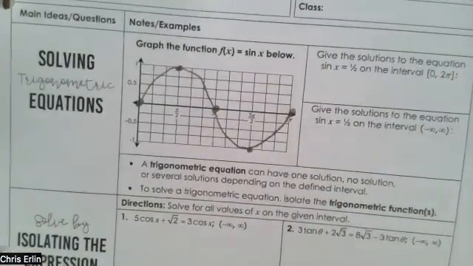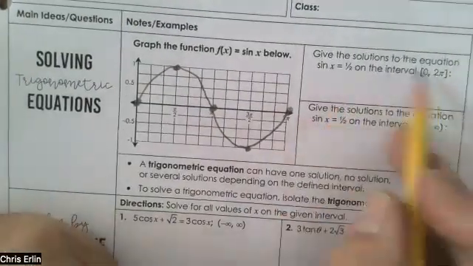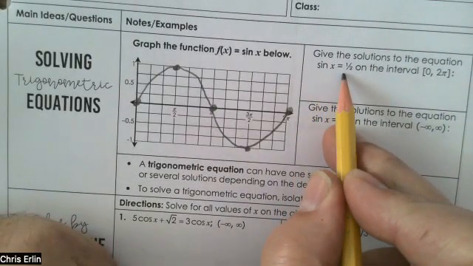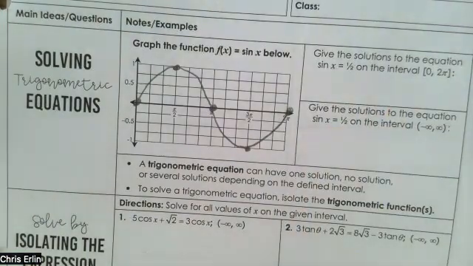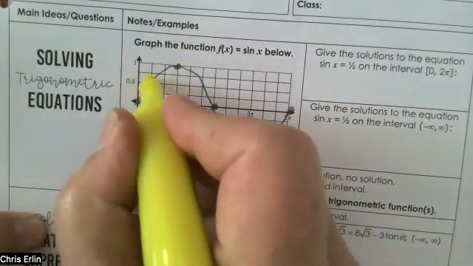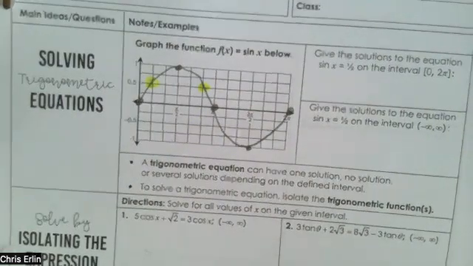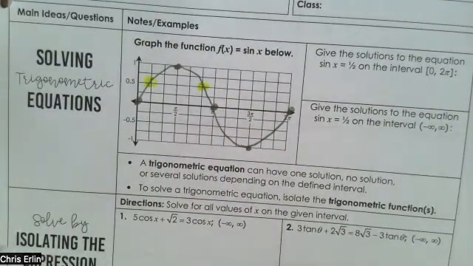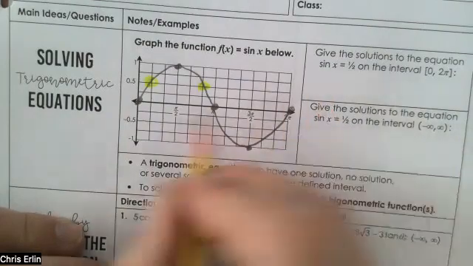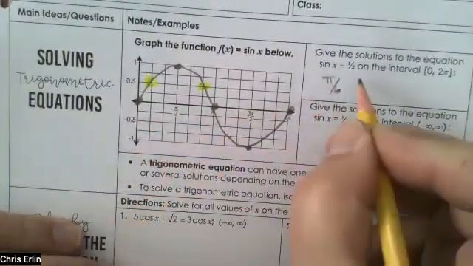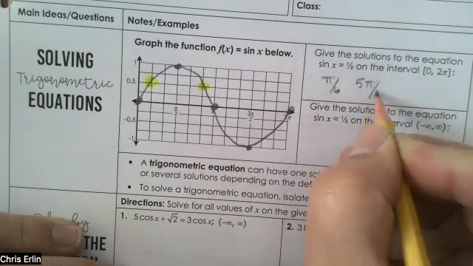Everybody got the graph? Okay. Given the solutions of the equation, find where sine of x is equal to 1/2. How many places does that occur? There's 2 places where it occurs, right? And what we'll find is that the sine happens at pi over 6 and 5 pi over 6.